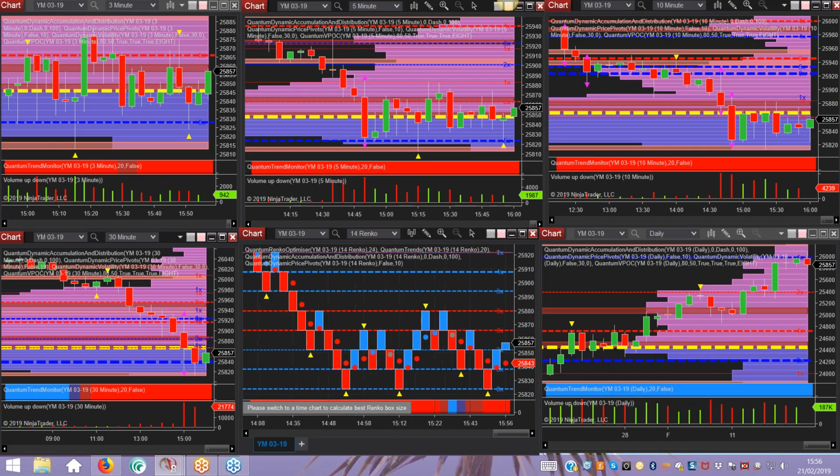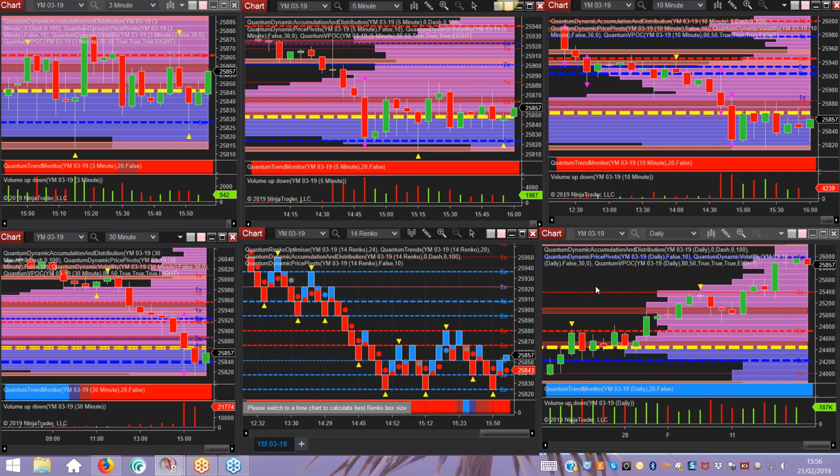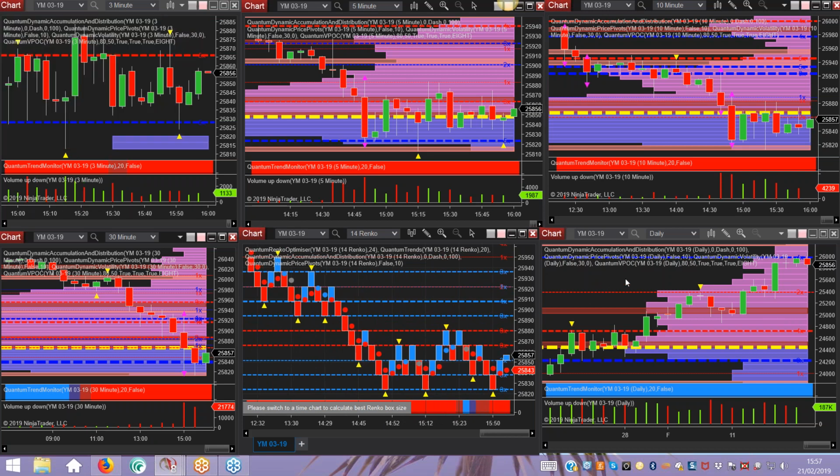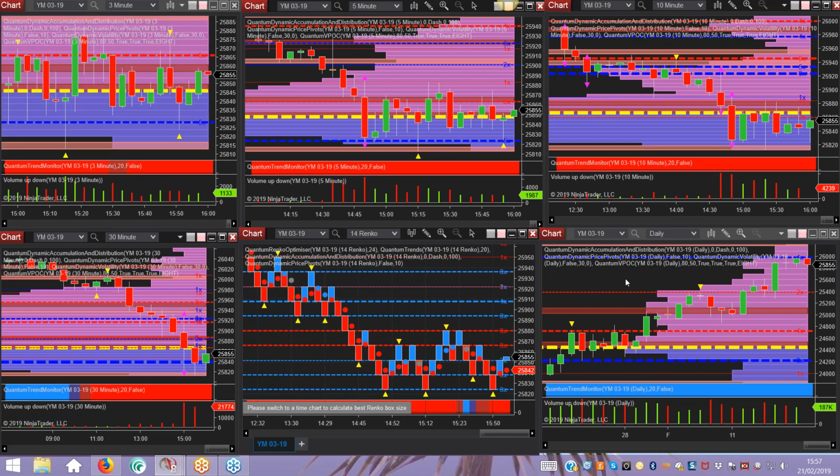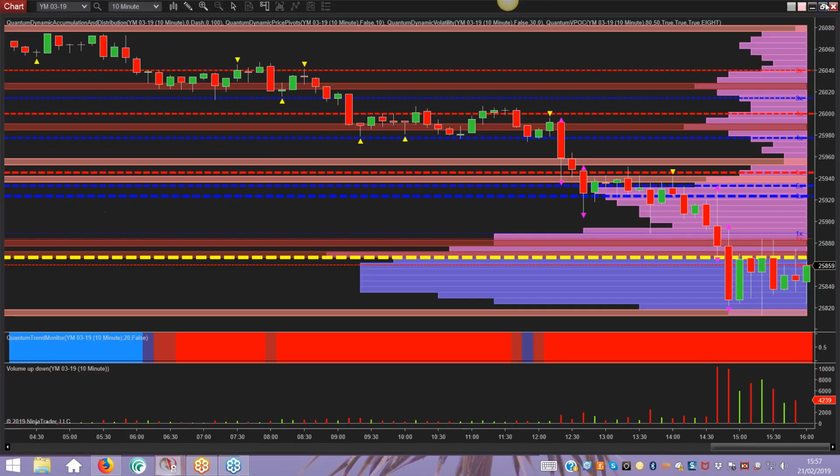The huge bricks. Let's close those down a little bit. There we go. That's it. There we are. And you just have to be patient, and you have to set your levels as to where you think you might want to get in if the market moves to a certain level. Let's put the 10-minute up for a moment. There we go.